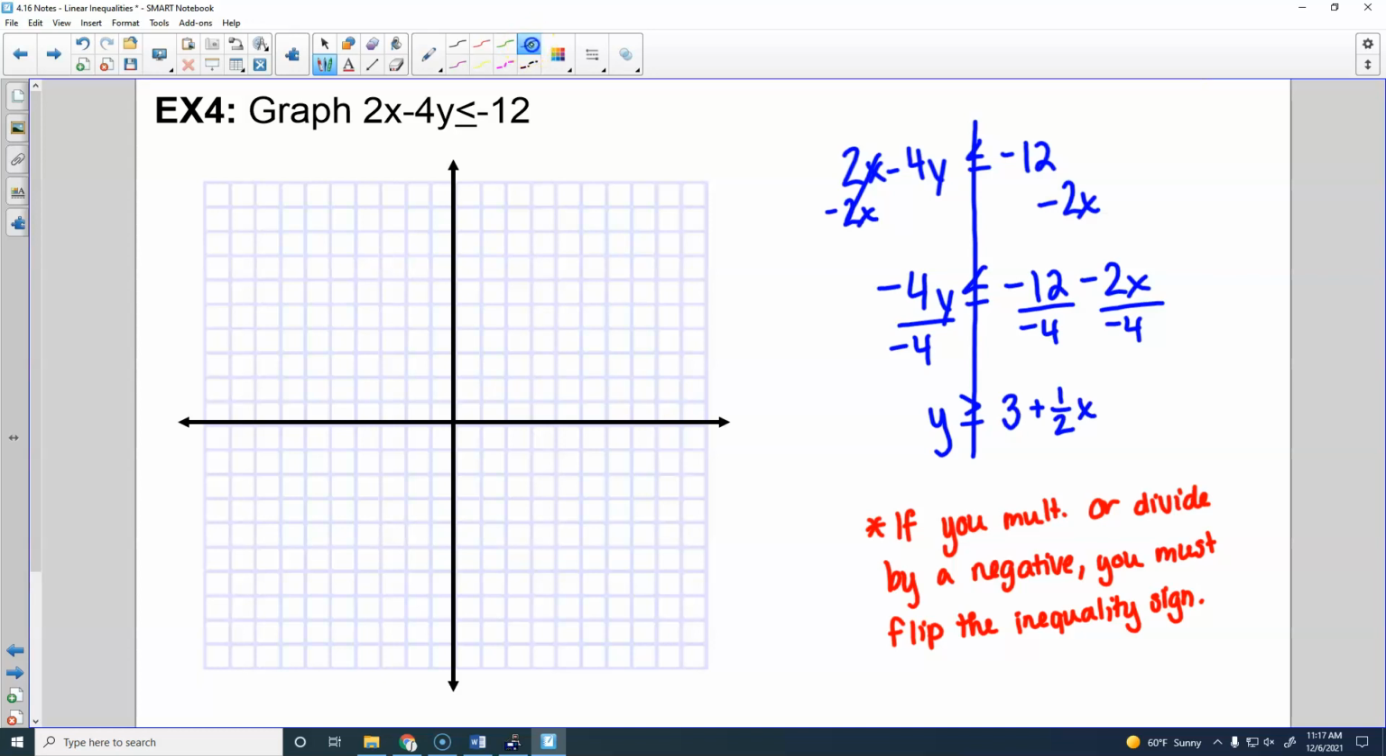So, Marley, what is our y-intercept of that equation? It's 3. All right, from that point, what is our slope? 1/2. So where did I go from this point that I'm at right here? Up 1, right 2. Right. So I'll put all of these points here.